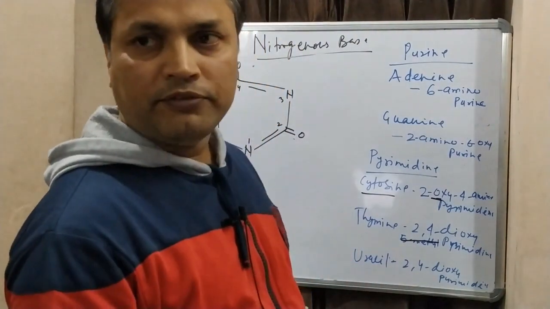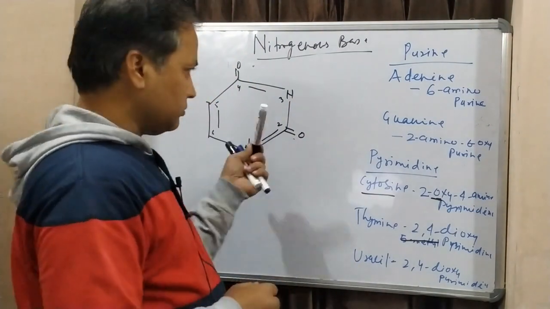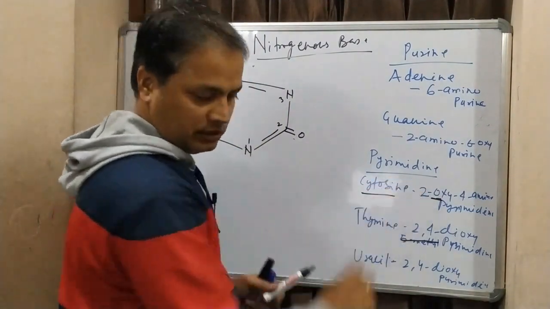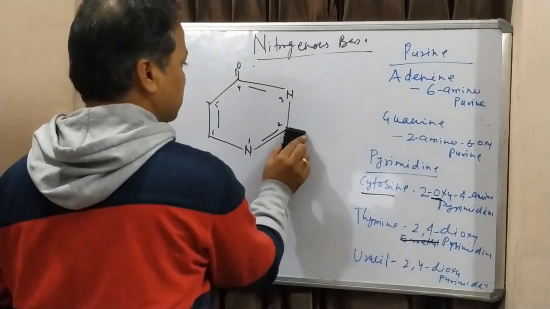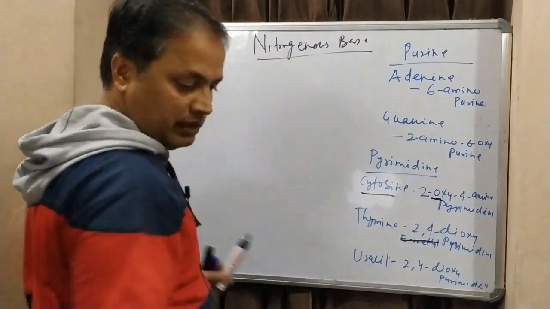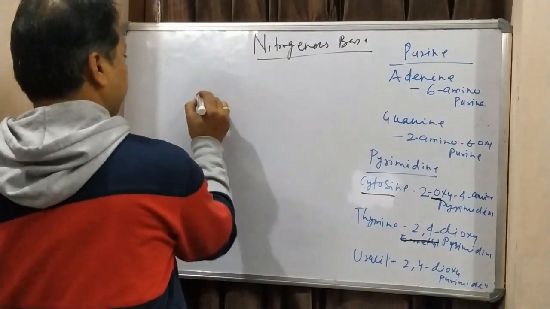Now we have seen the structures. I'll write this one and then you will basically understand it. I am going to write one purine, adenine.